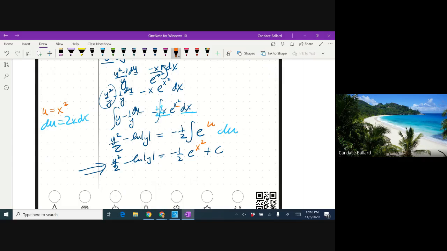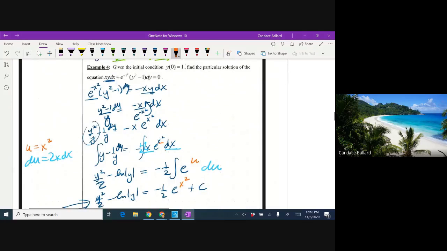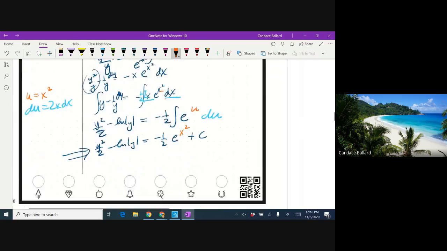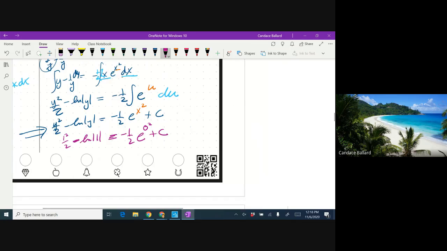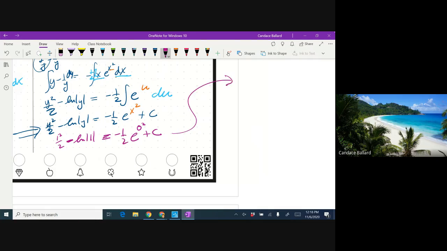So at this point, I still need to solve for c. So I am now going to sub in my initial condition. Okay. So I've got what the y value was, 1. So 1 squared over 2 minus natural log absolute value of 1 equals negative 1/2 e to the 0 squared plus c. Got all kinds of good stuff to review there, don't we?